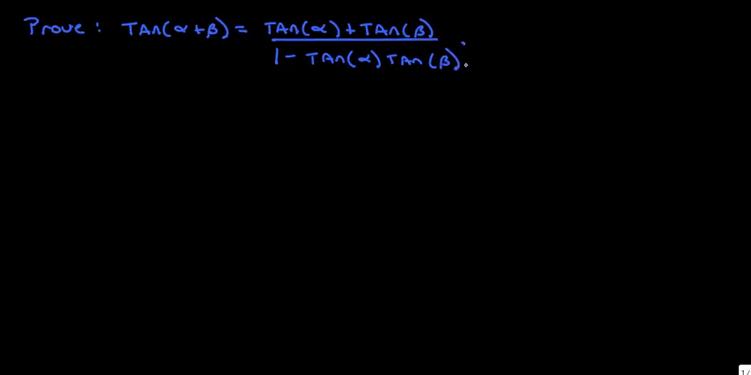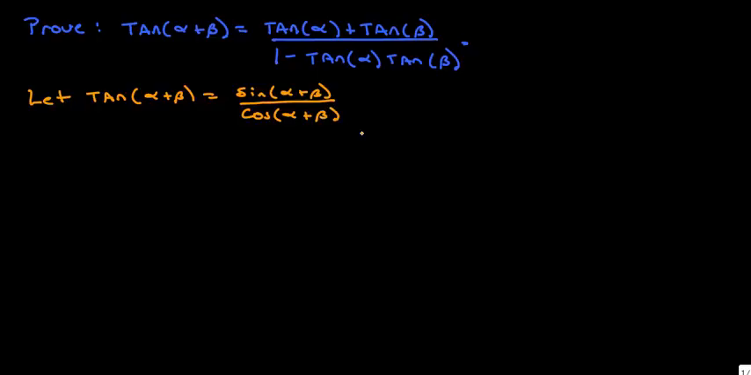So to do a proof, we write down what we know. Okay, so here's what we know. Okay. So we'll say let. Now notice I'm doing the sum of two angles. So tangent is sine over cosine. So we know, or we'll say let the tangent of alpha plus beta be equal to the sine of alpha plus beta over the cosine of the sum of those two angles, just like that.